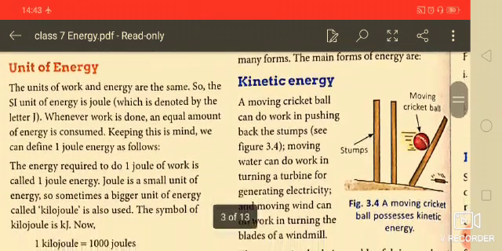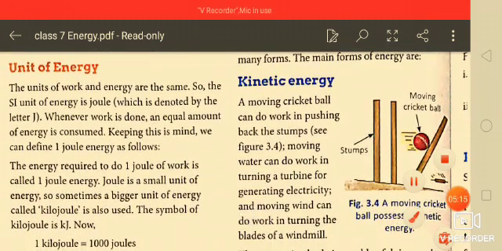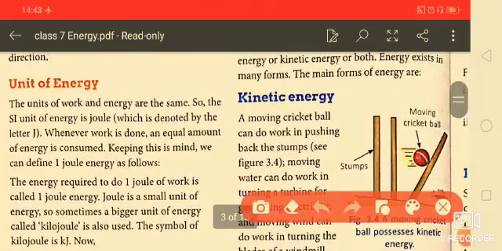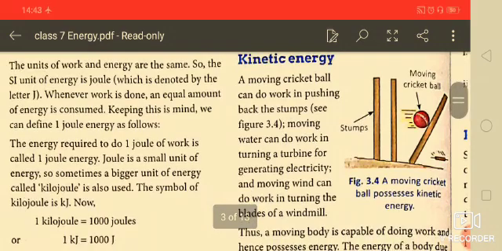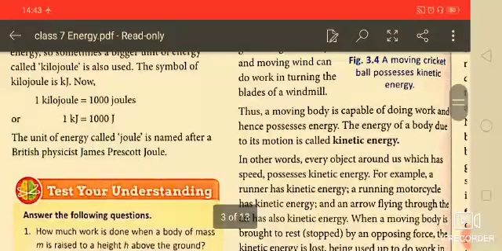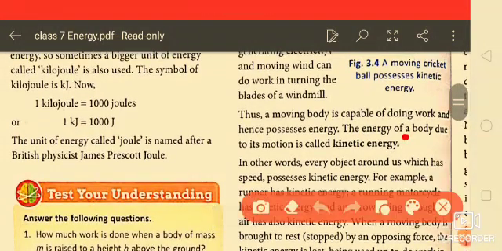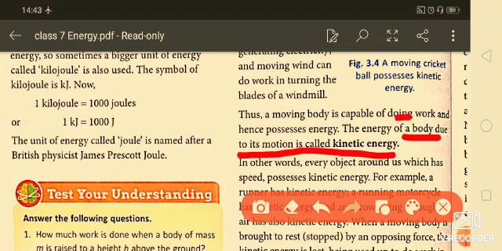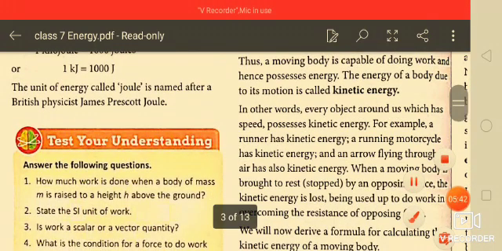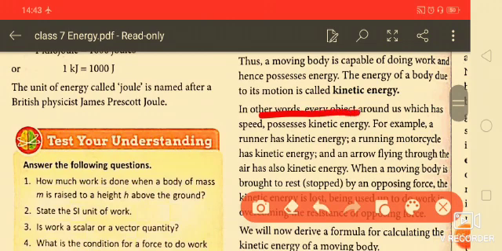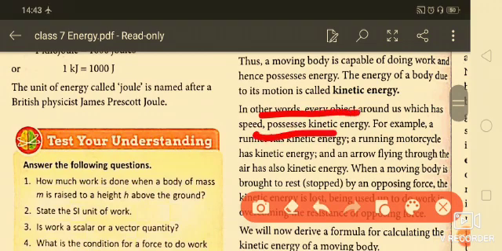The main forms of energy, first one is kinetic energy. Here, a moving cricket ball you are seeing, and it pushes the stumps. So here is kinetic energy. Thus a moving body is capable of doing work and hence possesses energy. The energy of a body due to its motion is called kinetic energy. In other words, every object around us which has speed possesses kinetic energy.